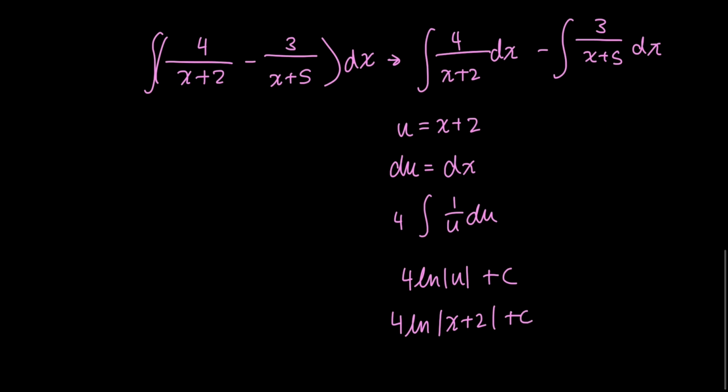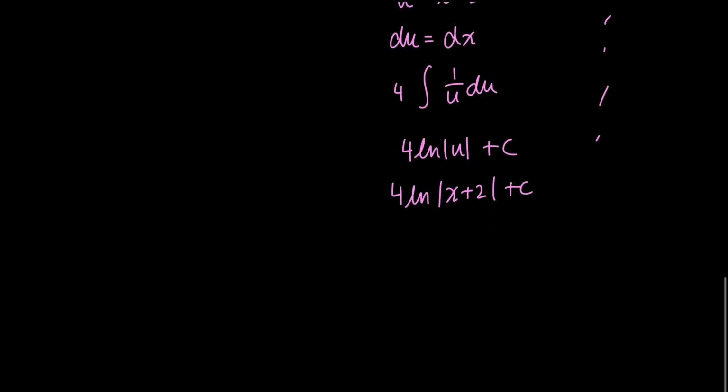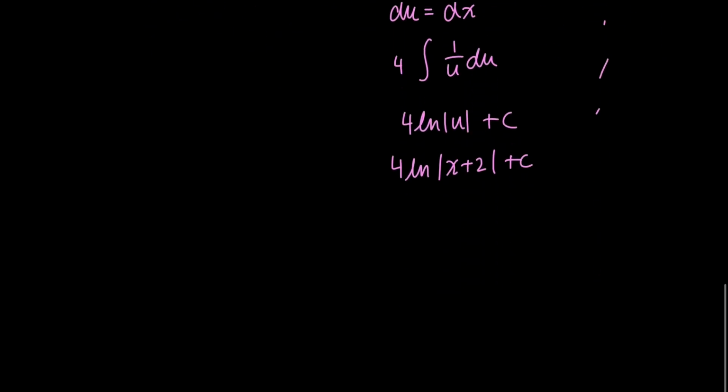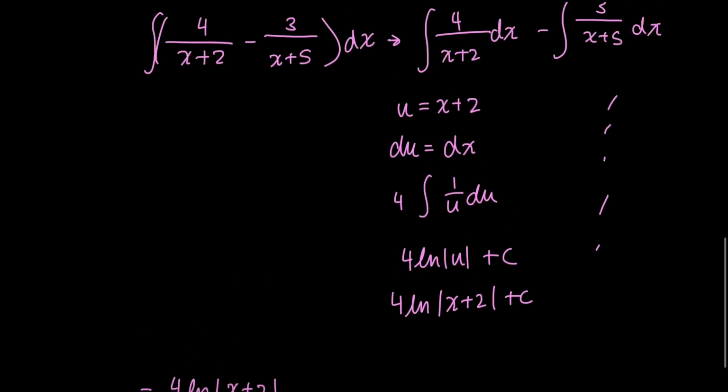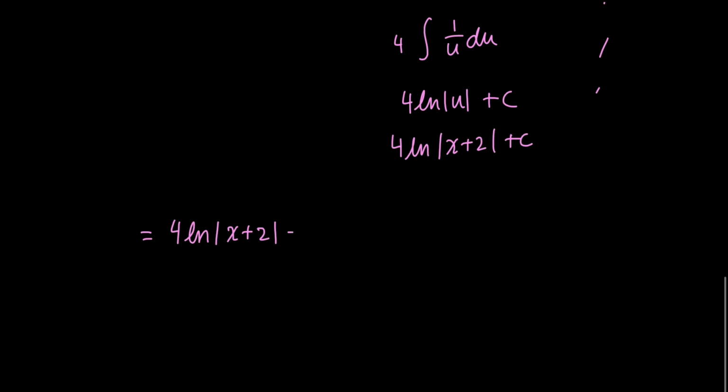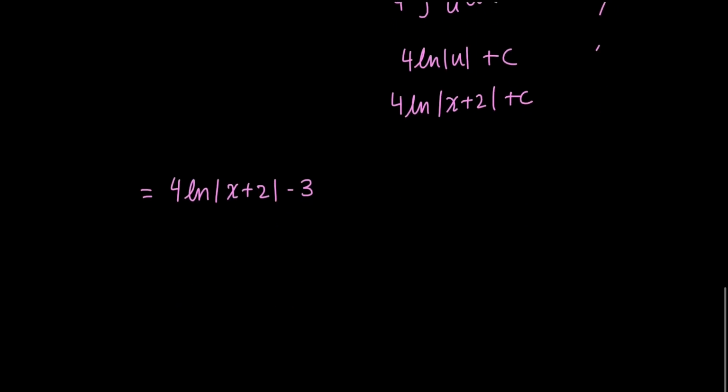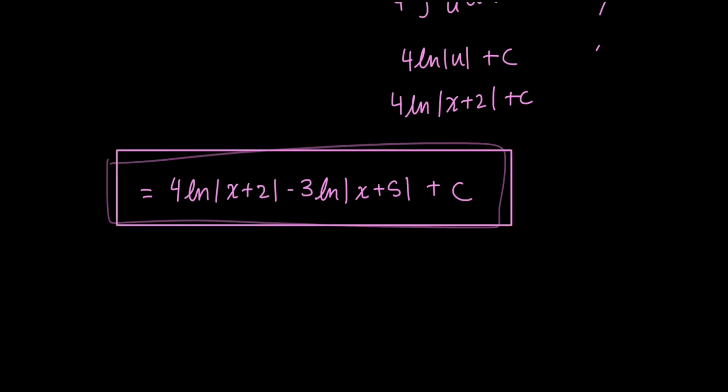And then if you repeat the same steps for the second integral, you end up with writing what I got as my result for the first integral, 4 ln|x + 2|, and then the second one is the same thing, where you multiply by the numerator times the log of the denominator, x + 5, plus an arbitrary constant C, and that's it.